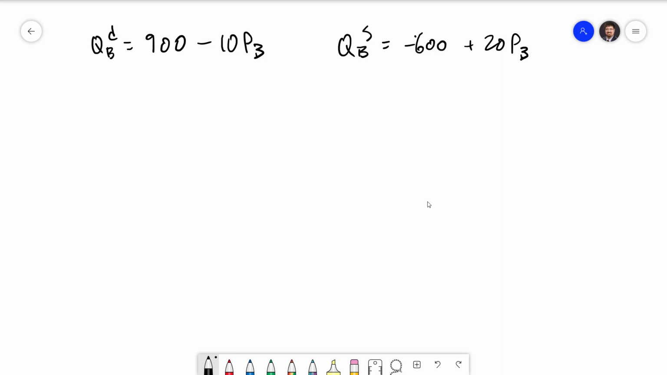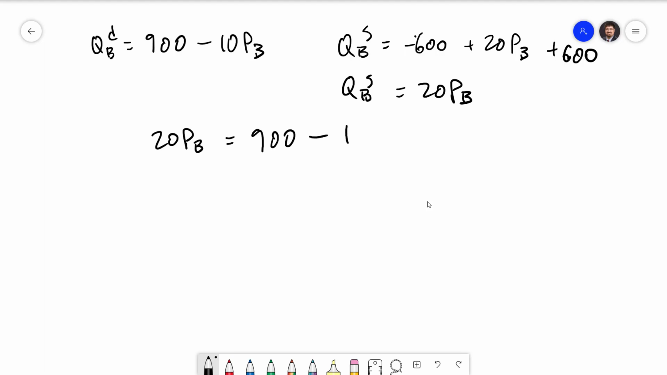Suppose that the price of inputs decreased, which shifts the supply curve 600 units to the right. So that's going to add 600 to our supply function. The negative 600 and positive 600 are going to cancel out, and we're just going to have 20 PB. To figure out the new equilibrium, we'll set all these equal to each other. 20 PB is now equal to 900 minus 10 PB. Add 10 PB to both sides.